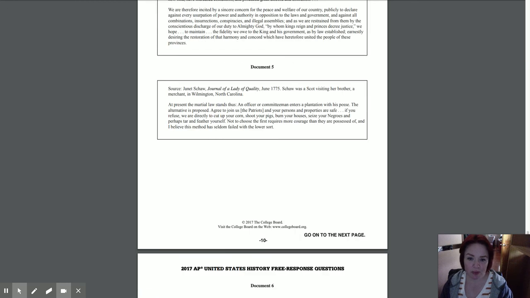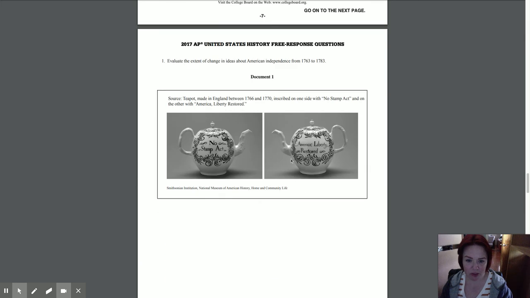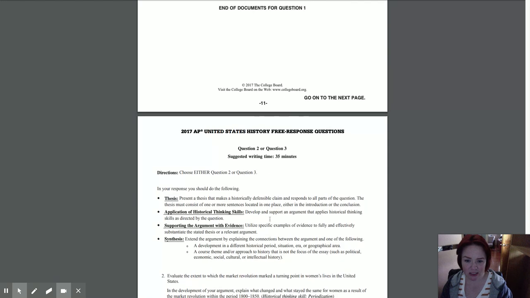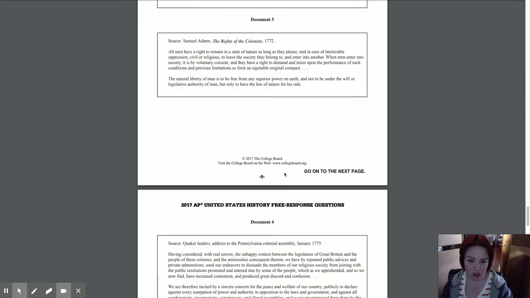So remember, we have kind of a great progression here, and they did you a favor by going from early to late. And remember, as I said in the very beginning, you want to evaluate the extent of change in the ideas about American independence. So the very beginning, you're going to have not as much about independence, maybe just anger towards Britain, but not wanting to become actually independent of Britain, to all the way at the end with Thomas Paine telling us that we need to get out, break this relationship off.